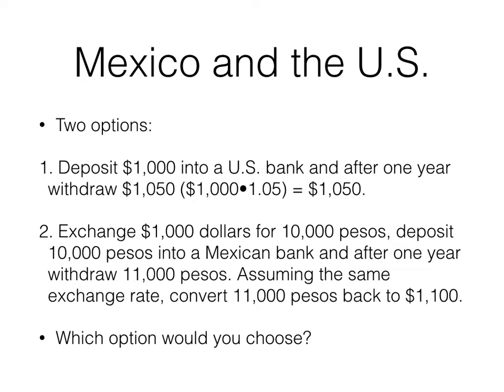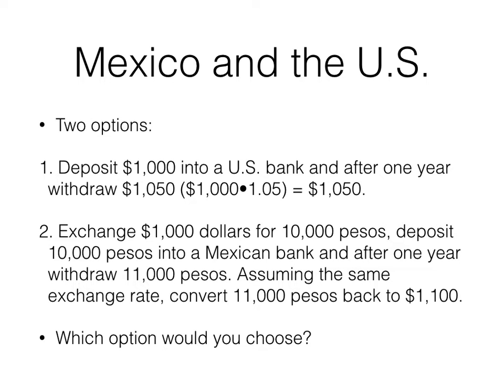The first option is I would take $1,000, I would deposit it into a U.S. bank, and after 1 year I would withdraw $1,050, which is a 5% return on my deposit. Alternatively, I could take my $1,000 and I could buy 10,000 pesos. I could deposit those 10,000 pesos into a Mexican bank account, and after 1 year withdraw 11,000 pesos, which would be a 10% return on my deposit.